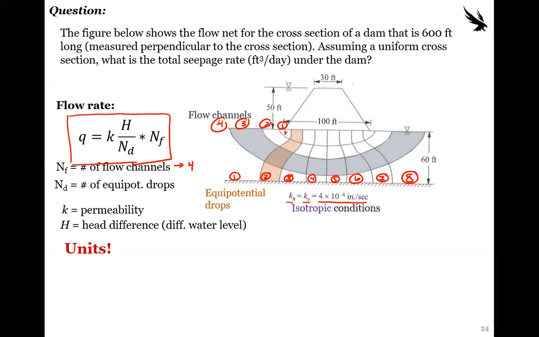So we can calculate what we need from this equation. So our Q is our permeability coefficient, so times 10 to the minus 4 inches per second, times our delta H. Our delta H is 50 feet. So 50 feet, but then we need to convert this into inches. And then our N is going to be 4. Sorry, this should be 8. So our NF is 4. And then we divide it by our ND, which is 8.